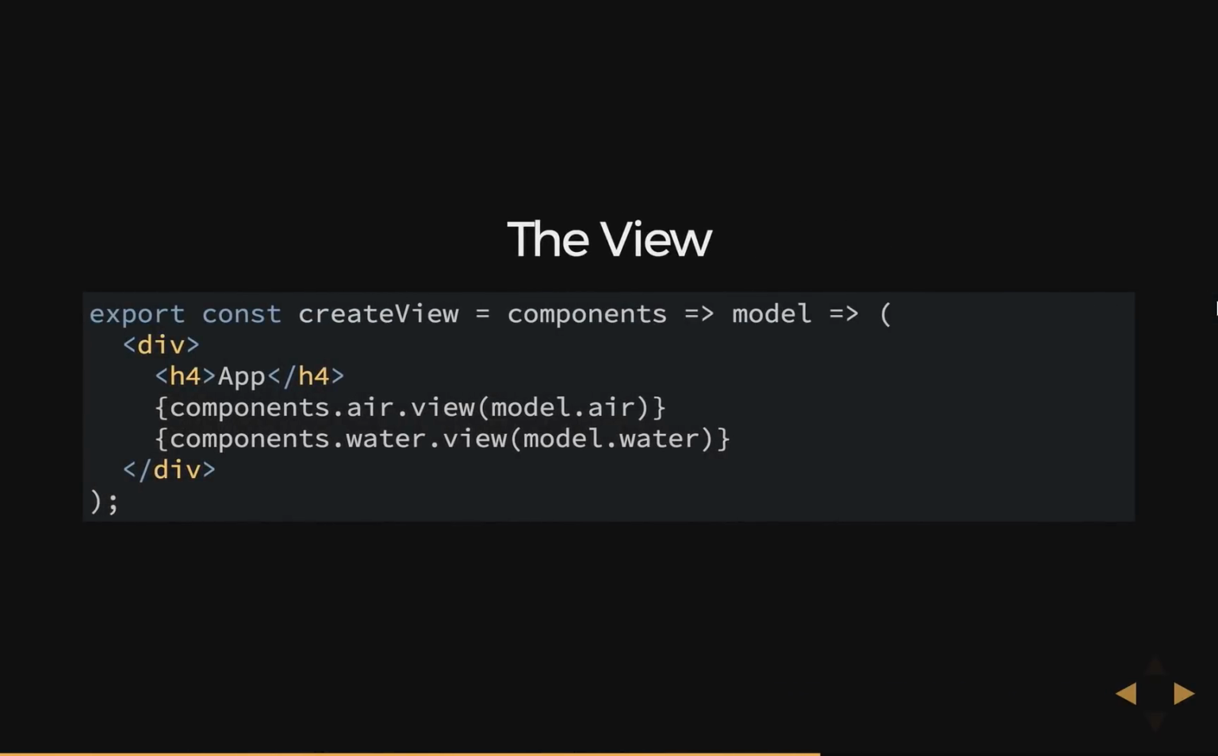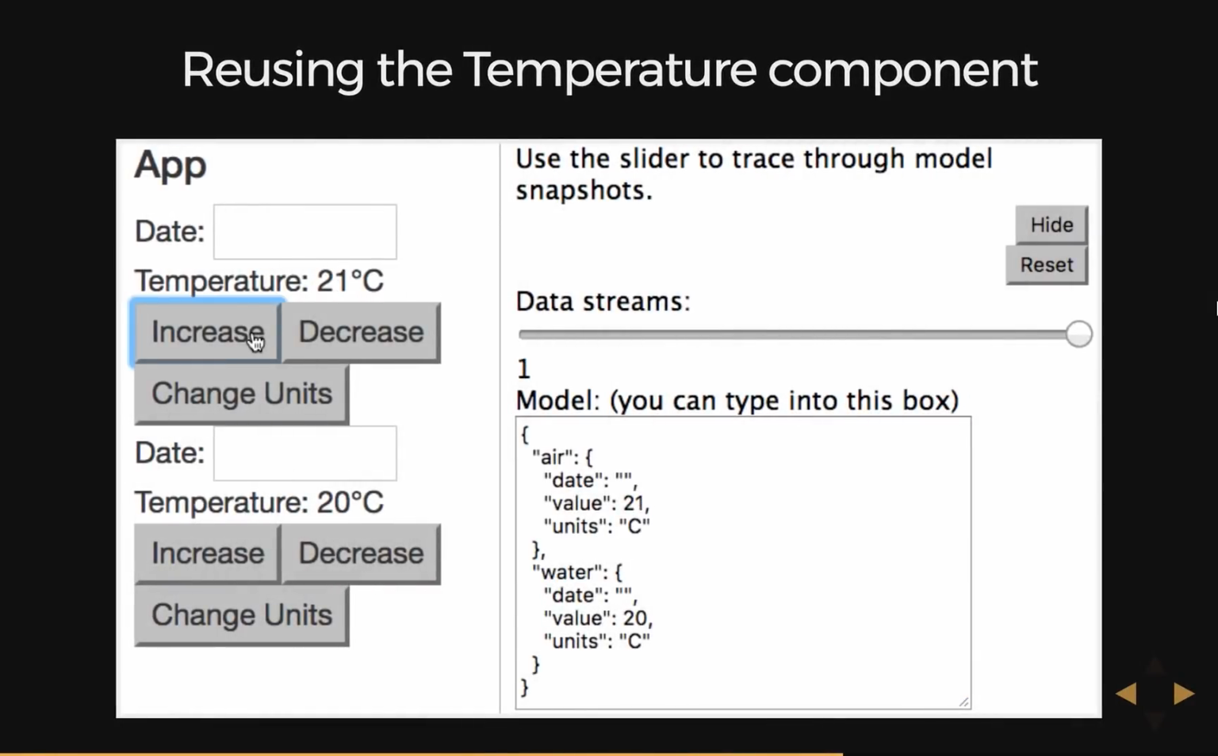The view is simple because we just have to render the components where we want. And again, to nest the components, we just pass in model.air or model.water to those temperature components. As you can see here, now we have two instances of our temperature component. They're both independent of one another, and we still have our top level model as our single source of truth. As you can see in our tracer, we have the air and the water properties, each with the models from our temperature components.